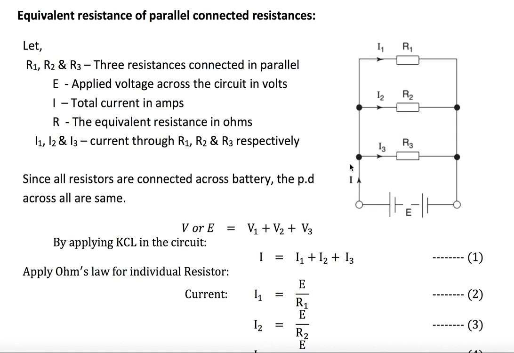See here, the potential drop across each resistor is going to be the same, that is E, but the current is going to divide depending upon the individual resistances. E is the applied voltage, I is the total current, and I1 plus I2 plus I3 is nothing but I.